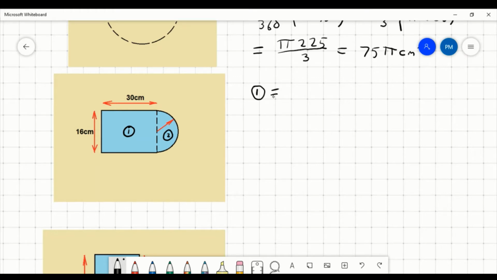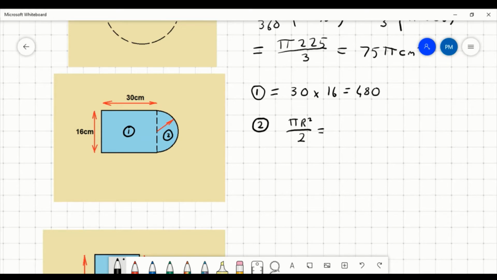So we'll find area 1 here. You're going to get 30 by 16, and that is going to be equal to 480. Area 2, remembering that this is a semicircle. So we can use our formula up here, or if we just remember that we're literally just taking a full circle and then dividing it by 2. So we're going to get pi r squared divided by 2. So in this case, what is r?